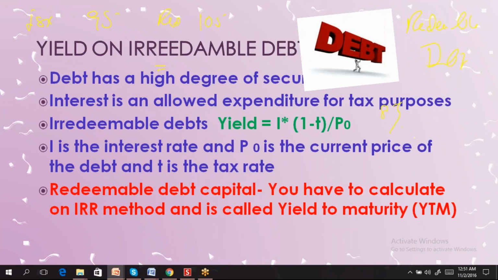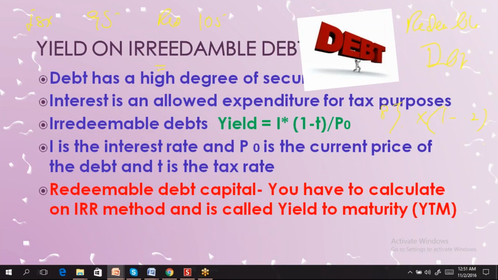When a bank gives you a loan, the cost is going to be 8% times (1 minus T), where T is the tax rate. So if the bank has to pay a 20% tax, it is (1 minus 0.2) divided by P0. P0 is the current market price.